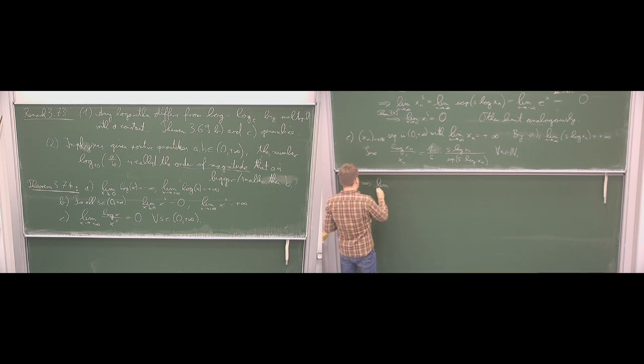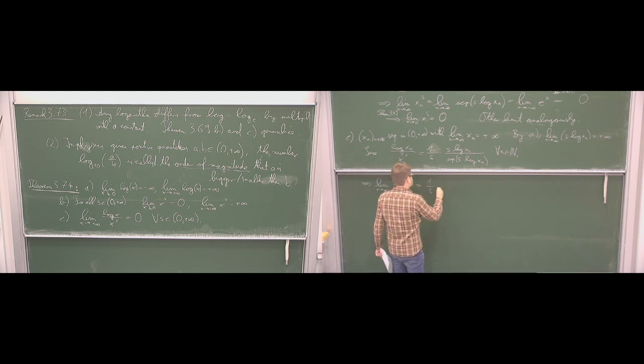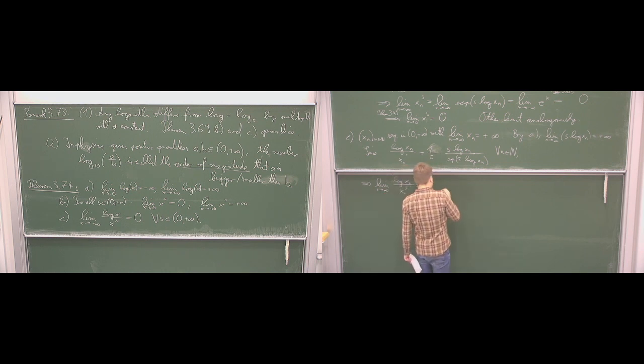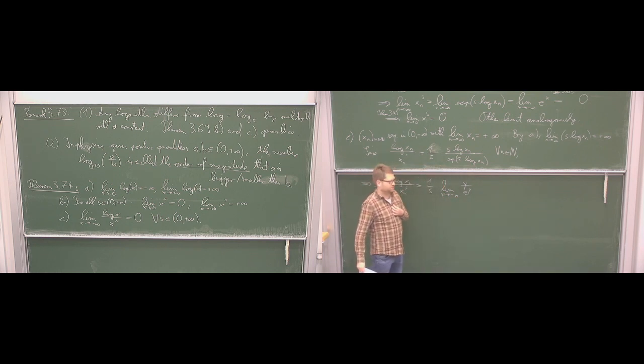limit as n goes to infinity of log x_n divided by x_n to the power of s is the same as 1 over s, which is just some constant number, times the limit of y going to plus infinity of y divided by e to the power of y. So assuming that this limit exists, but this we will see in a bit. Since this is just some sequence diverging to plus infinity, we really get that this is the same as this limit.